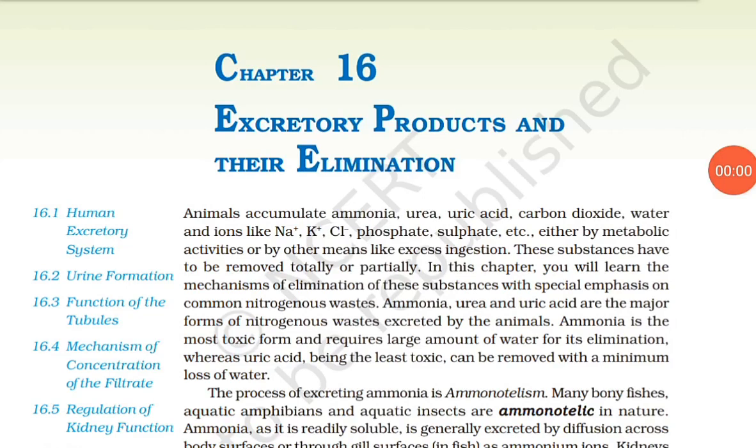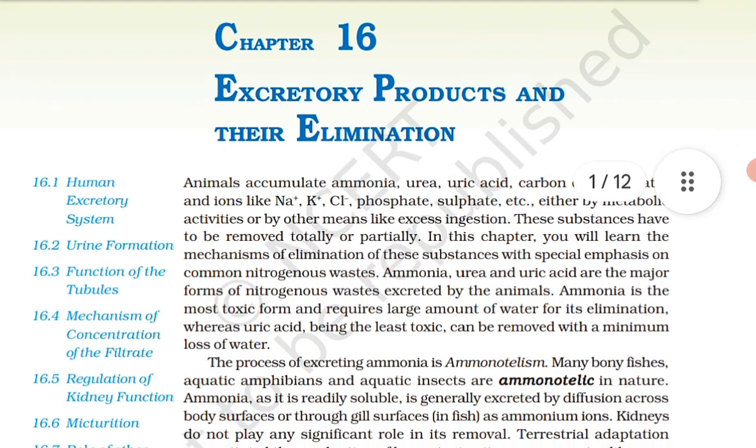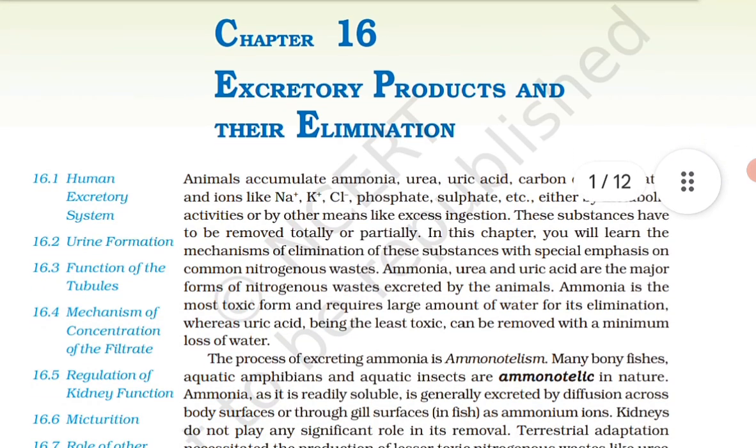So let's start chapter 16, that is excretory products and their elimination. Animals accumulate ammonia, urea, uric acid, carbon dioxide, water, and ions like sodium, potassium, chloride, phosphate, sulfate, etc., either by metabolic activities or by other means like excess ingestion. These substances have to be removed totally or partially. In this chapter, you will learn the mechanism of elimination of these substances with special emphasis on common nitrogenous wastes.